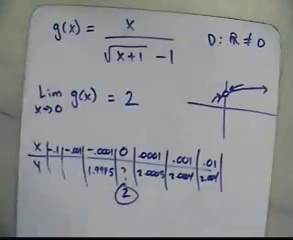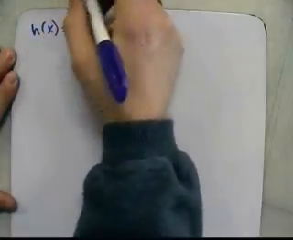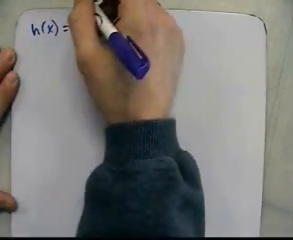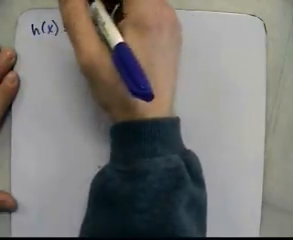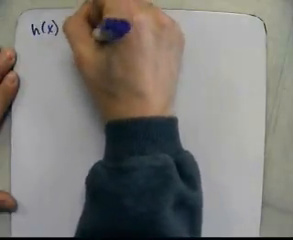Okay, let's go a little harder. A couple of the exceptions, obviously. This is where this gets kind of fun. Let's say that our h of x this time is going to equal... I think you guys will be bored if I do that one. Let's do this.